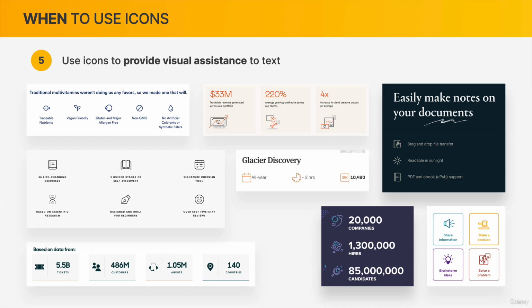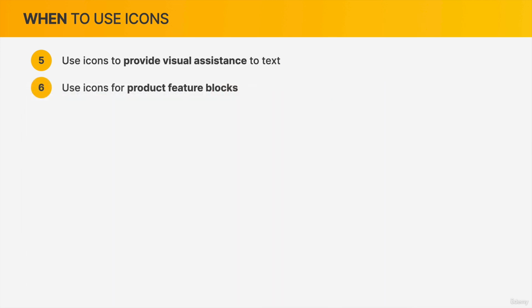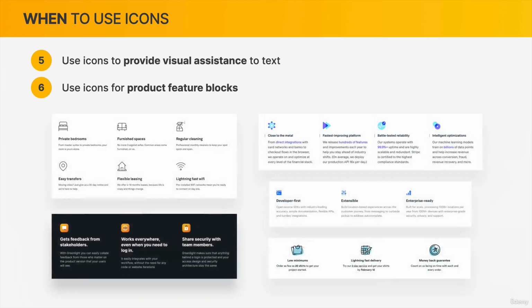Now, probably the most common use case of all for icons is to build feature blocks. So feature blocks are something like this, where you usually have an icon at the top, then some smaller heading, and then a description. So the goal of these feature blocks is to basically describe the features of a certain product or service. And so icons in that are extremely helpful because if they're well chosen, then the user might not even have to read the text.